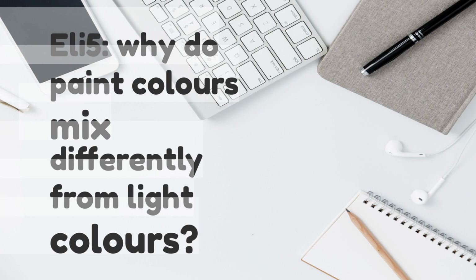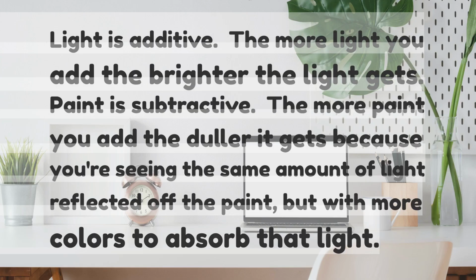ELI5: Why do paint colors mix differently from light colors? Light is additive. The more light you add, the brighter the light gets. Paint is subtractive. The more paint you add, the duller it gets because you're seeing the same amount of light reflected off the paint, but with more colors to absorb that light.